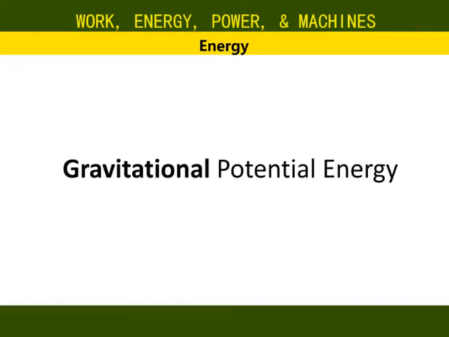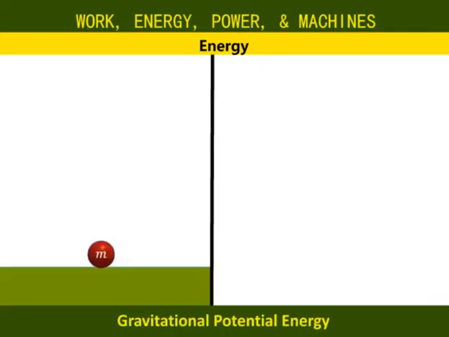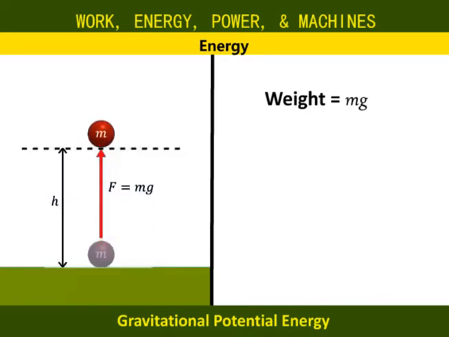We start with gravitational potential energy. Now, consider a body of mass m placed on the ground. The weight of the body is given by mg. To raise the body through height h above the surface, the minimum force required is its weight, mg. Considering the upward direction to be positive, the work done to raise the body through height h against the gravitational force of attraction is mgh. This work is stored in the body as gravitational potential energy.